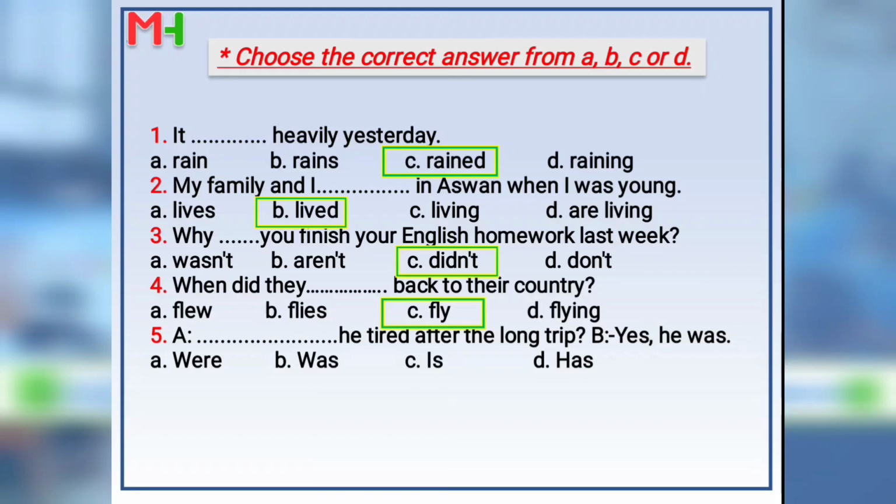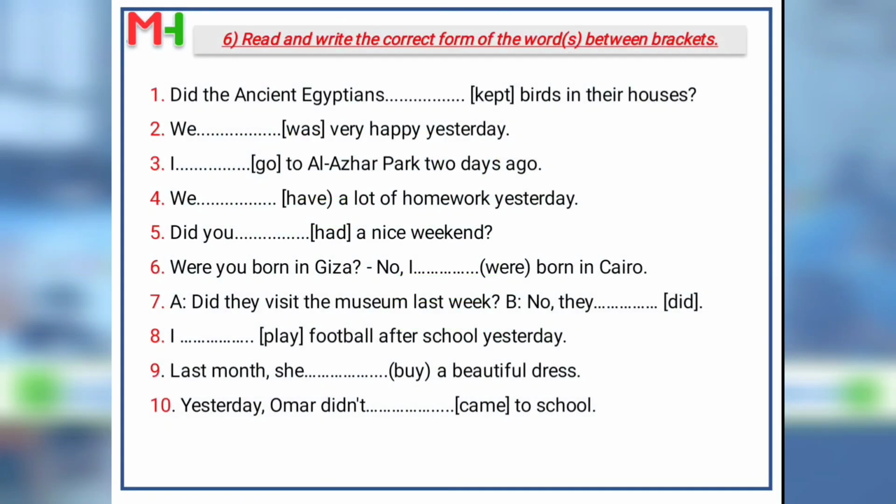Number 5. ___ he tired after the long trip? B. Yes, he was. From the question here, we notice that this sentence is in the past. We have a singular subject here, which is he, so we will use was. The answer will be letter B. Was he tired after the long trip? Yes, he was. Excellent.